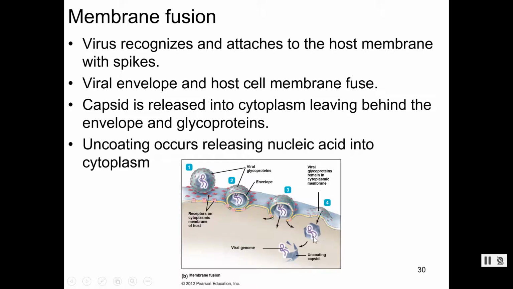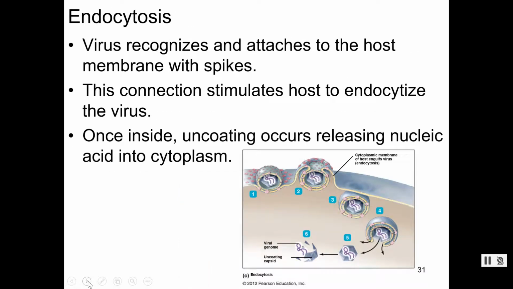We still need to get the nucleic acid out. So uncoating, that breaking apart of the capsid, still occurs. It occurs this time in the cytoplasm, and then the viral genome, the nucleic acid, is released into the cytoplasm. Okay, so direct penetration, only non-enveloped viruses. Membrane fusion, only enveloped viruses. The third method of entry that we observe in animal viruses is a type of endocytosis.